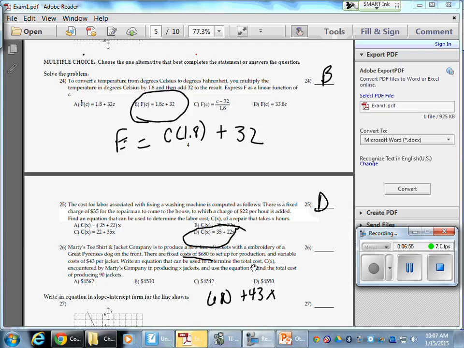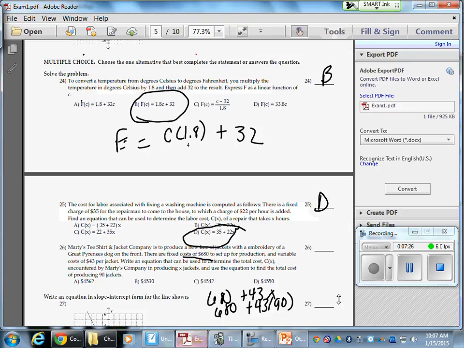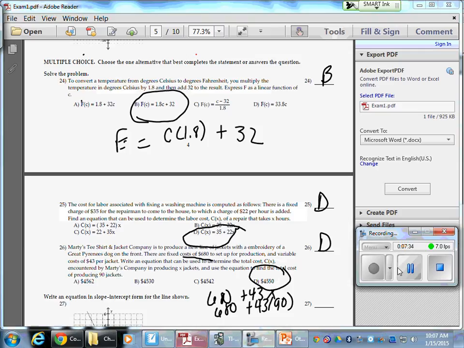So I wrote the equation and use the equation to find the total cost of producing 90 jackets. So if they're going to produce 90 jackets, they would do 680 plus 43 times 90. 680 plus 43 times 90, there we go, is $4,550 would be the cost. And that is D. $4,550.